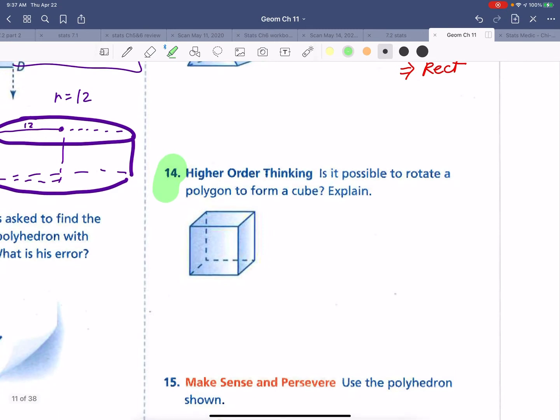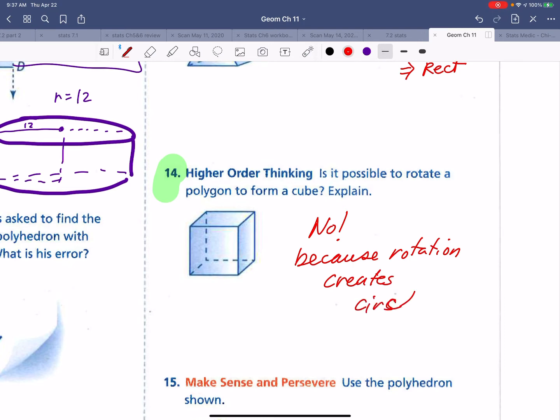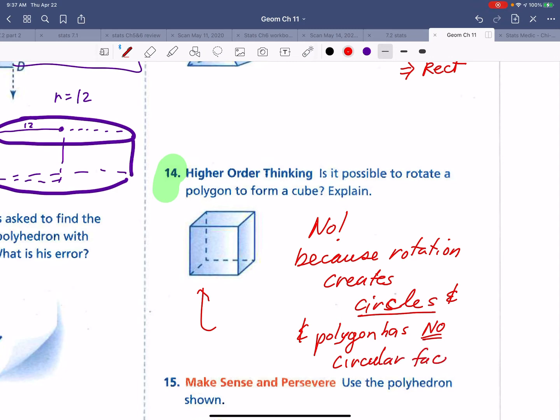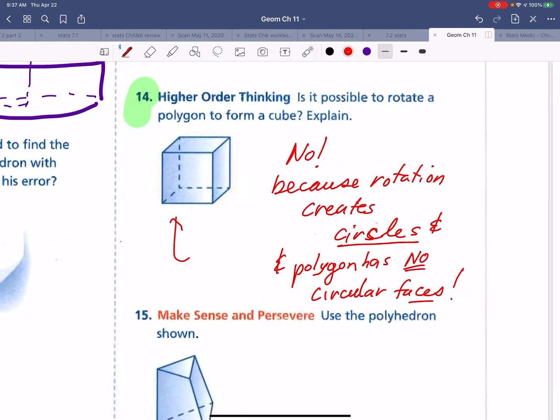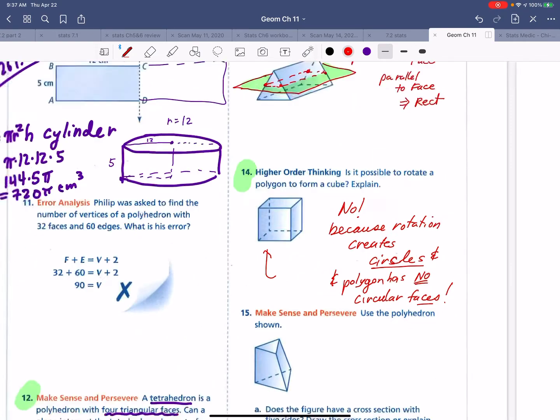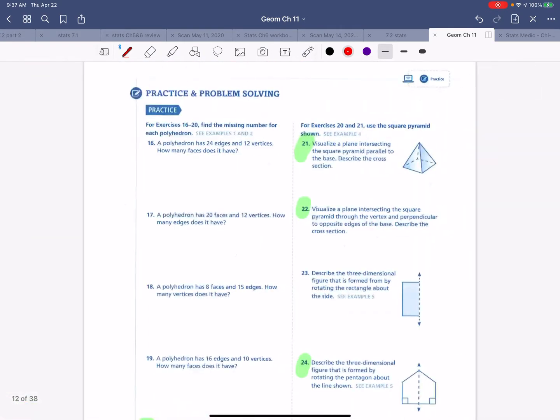14. Is it possible to rotate a polygon to form a cube? We said in class no, because rotation creates circles, and a polygon has no circular faces. Okay, good questions. Now we look at question number 20.